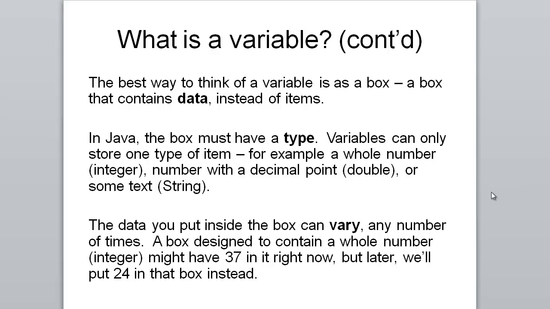Keep in mind also that variables, by definition, can vary. So just because a box currently has the number 37 in it, later on we could change that and have that box have 24 in it instead. Let's look at our data types a little bit closer.